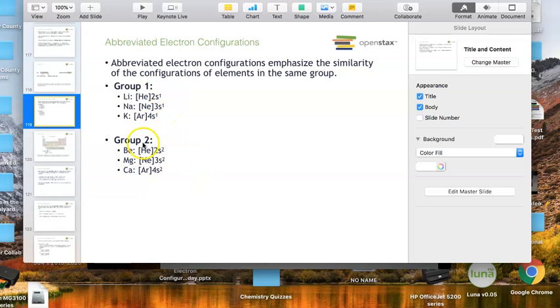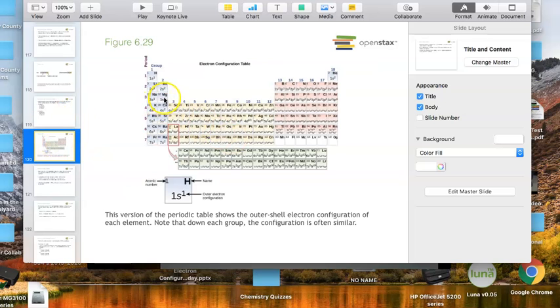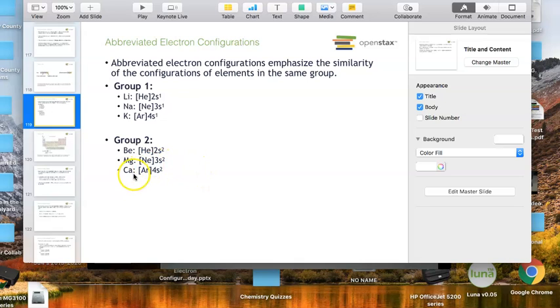And then group 2 elements here, using the abbreviated form, beryllium, you're starting with helium, it would be 2s2. With magnesium, you would start with neon, and then it would be 3s2. Okay. Calcium would start with argon, and it's 4s2. Again, notice the similarities here: 2 electrons in an s subshell for group 2.